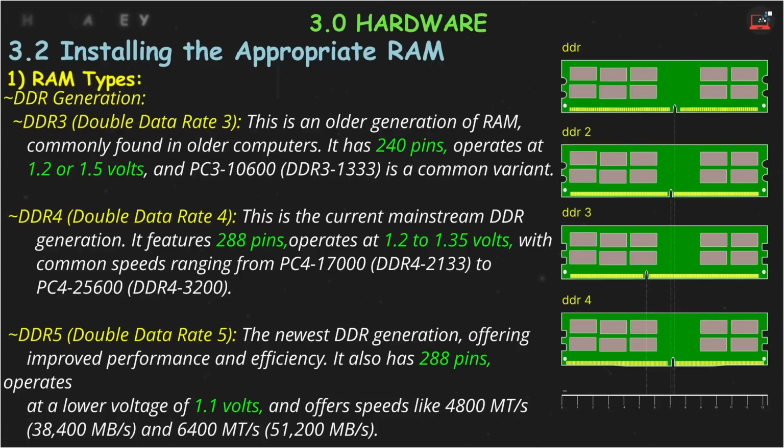DDR5, Double Data Rate 5, the newest DDR generation, offering improved performance and efficiency. It also has 288 pins, operates at a lower voltage of 1.1 volts, and offers speeds like 4,800 MT/s, 38,400 MB/s, and 6,400 MT/s, 51,200 MB/s.